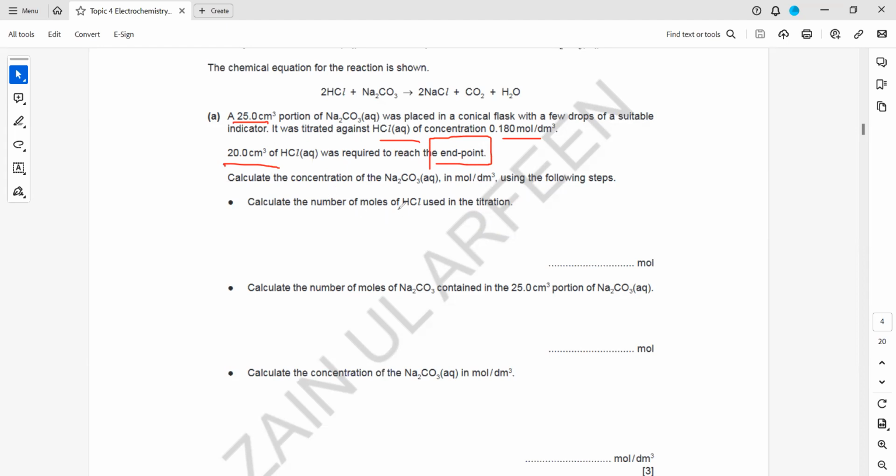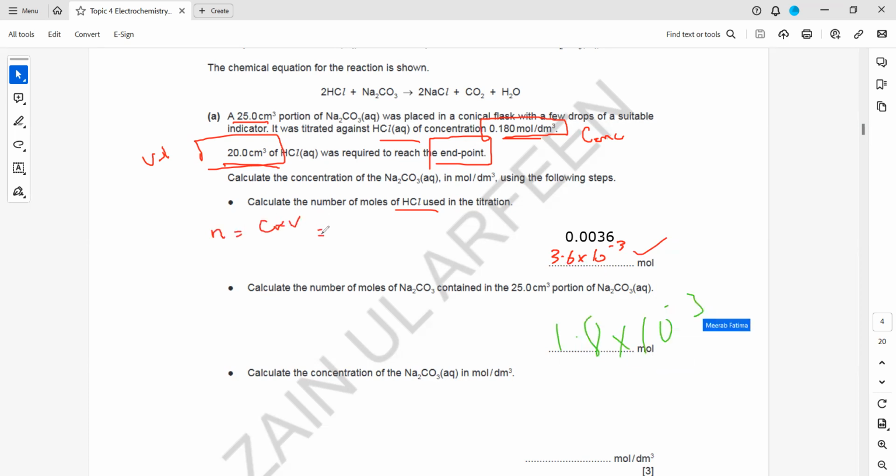Calculate the number of moles of HCl used. So how to work out the moles of HCl used? We have the concentration and we have the volume, but the volume is in cm³. We have to convert it into dm³. So moles equal concentration times volume. The concentration is 0.18 and the volume is 20 divided by 1000 to convert into dm³. So we got 0.0036, or 3.6 × 10⁻³. Whenever you solve, you first always use a formula.